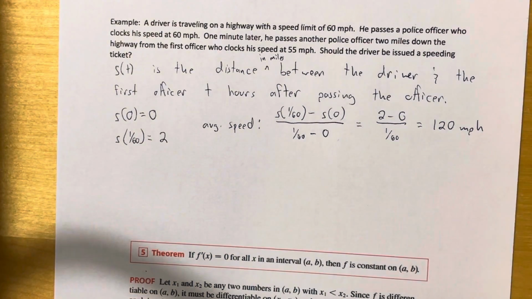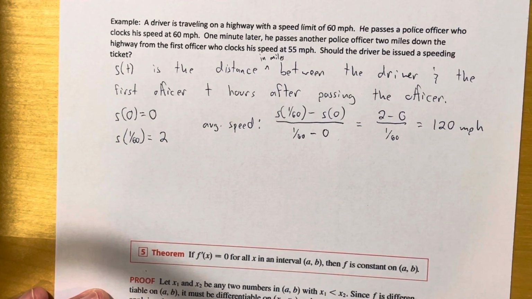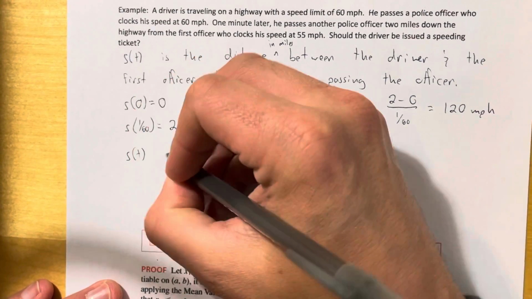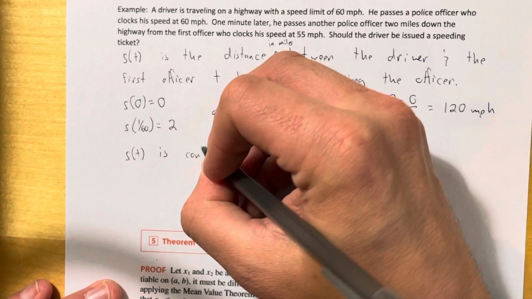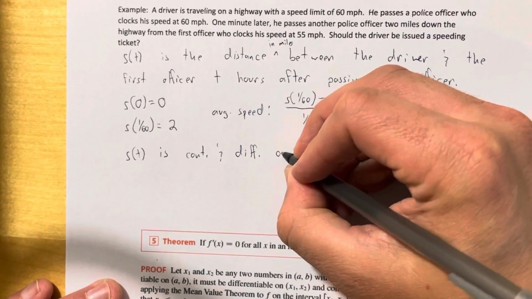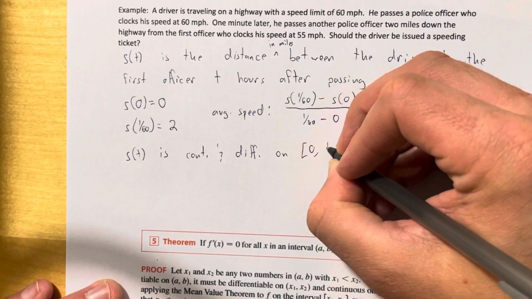However, in order for him to get a speeding ticket, we have to know that he was actually traveling at least that speed at some point between those two officers. So in order to show that, this is where we apply the mean value theorem. S of t is continuous and differentiable on the interval from 0 to 1/60th.